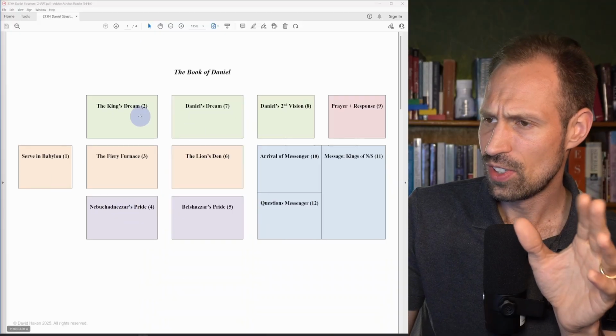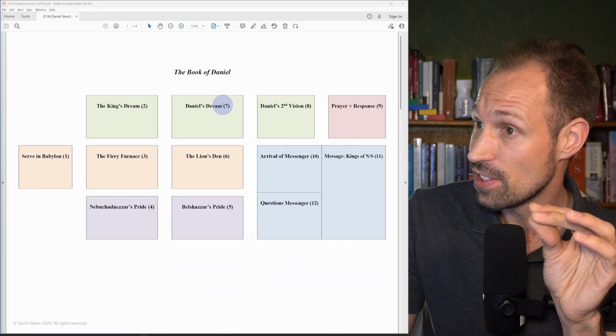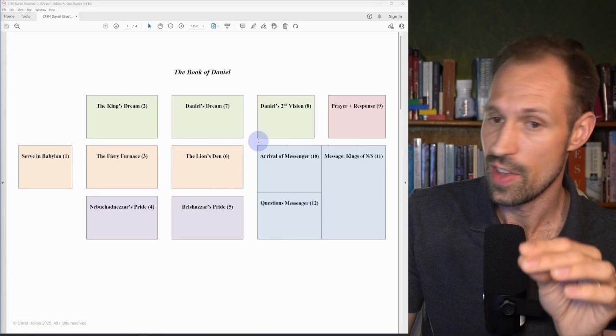We have 1 through 6 is narrative, and then 7 through 12 is visions. Now, I call this a valid literary division because the text of Daniel itself affirms this division by its use of pronouns. Let's see if you can figure out what I mean by that. Now, this is a little bit tricky. Let's go to chapter 1.